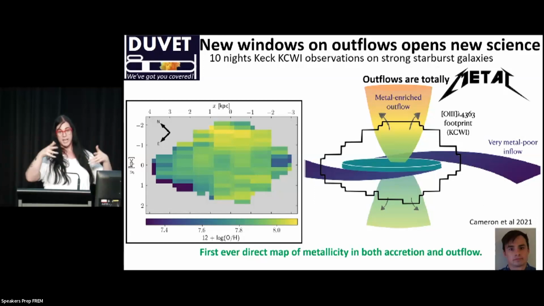And this was not in any Duvet proposal. It was not anything we ever expected to do. But it basically opens up a whole new area of study within the field, and it initiated a whole new PhD project and will become new science. So it's a fun thing to work on, and we expect to see more results in the future.